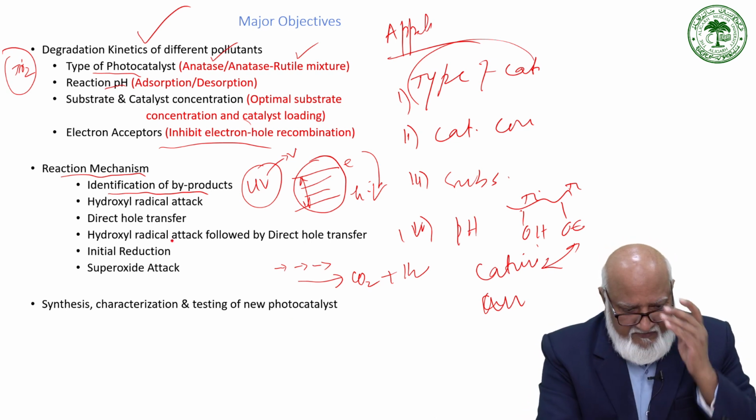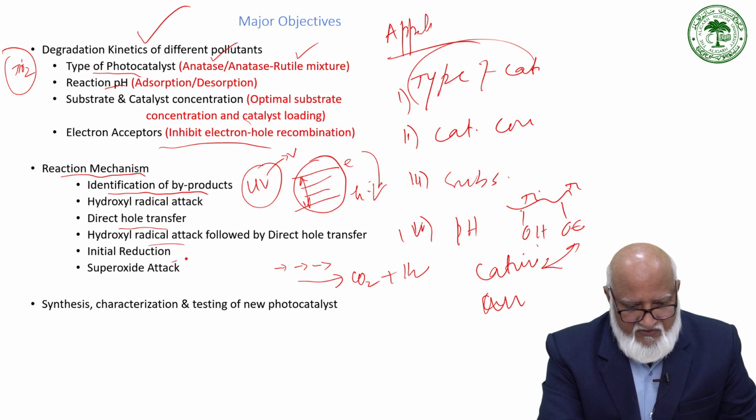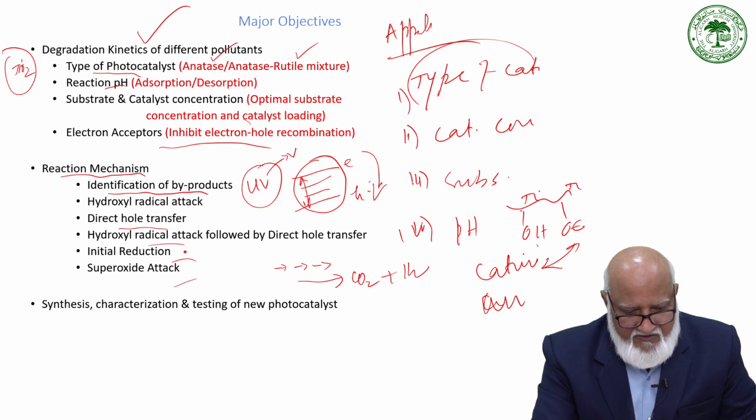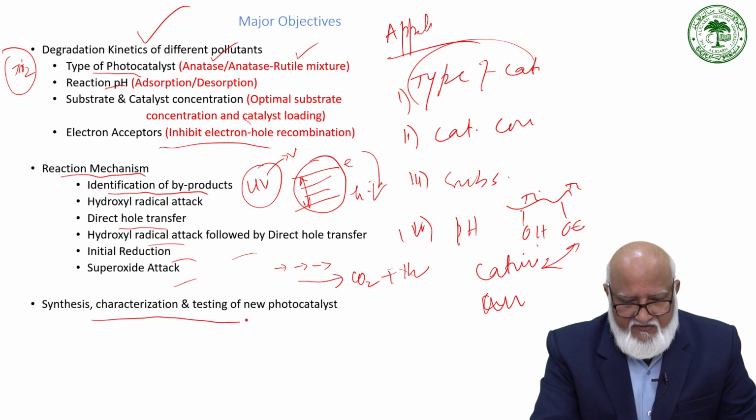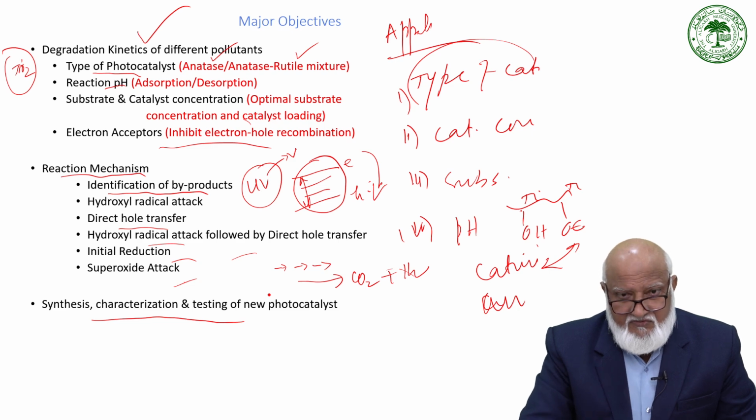The direct hole and so on and so forth. These are the few initial reduction, superoxide attack, and all those, because this is the reaction which takes place. And of course, later on, we will come to this in the second part.